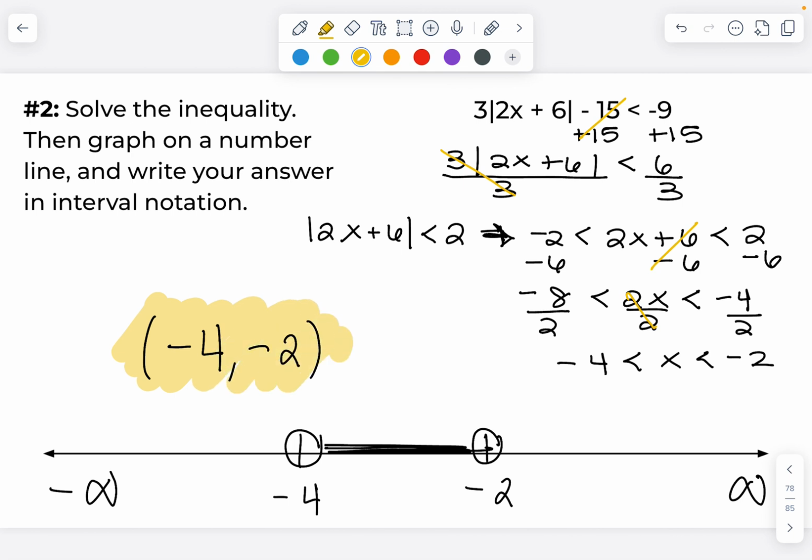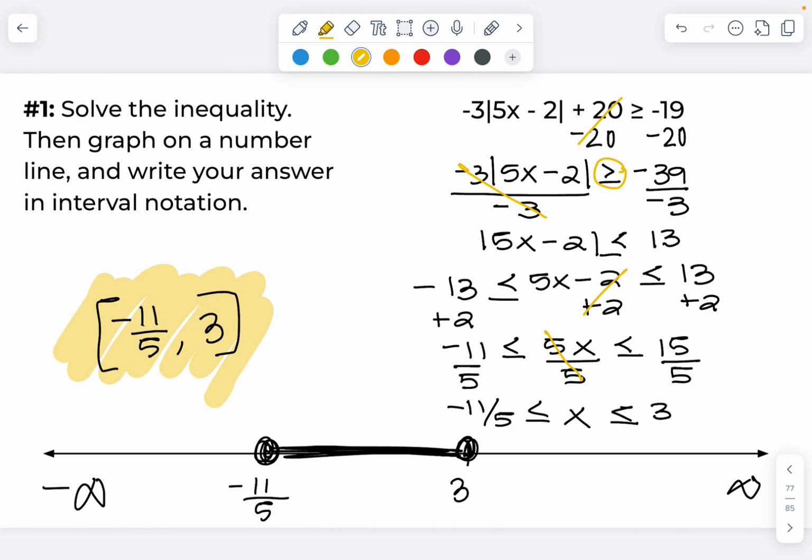Both get parentheses. The one thing about solving absolute value inequalities is the notation is going to be consistent throughout the problem. So like here, we had a less than, so then we have a less than here and a less than here. Same thing here, we had a less than or equal to, so we have a less than or equal to and a less than or equal to. So our symbols stay consistent.